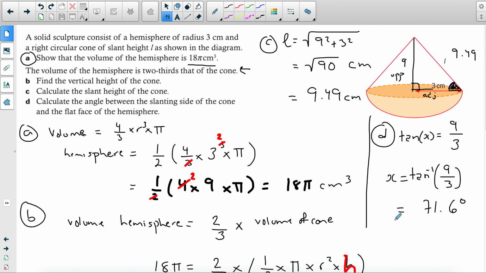Hopefully this question was useful. Try a few more of these interesting questions from the back of your book and make use of these relations that they bring into the questions.